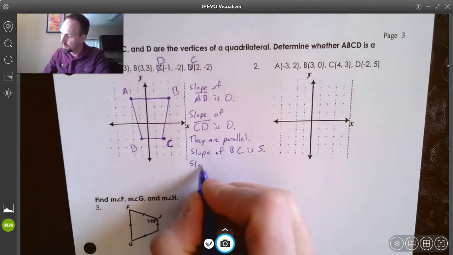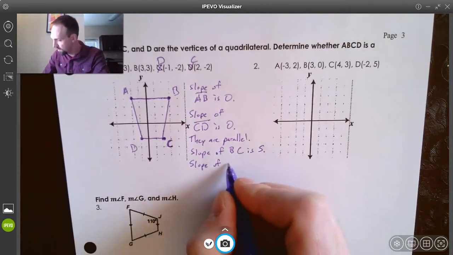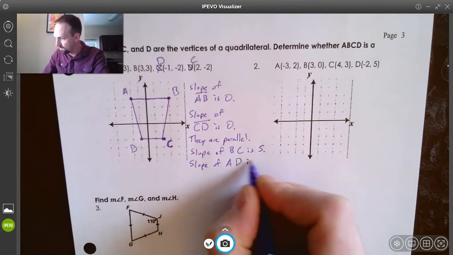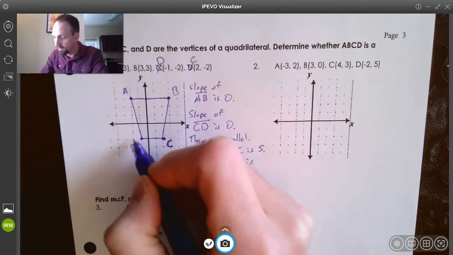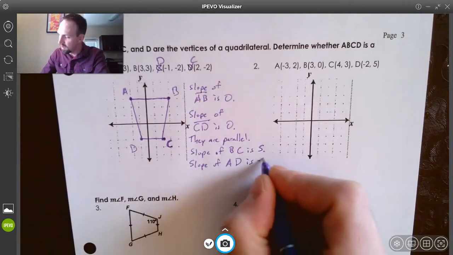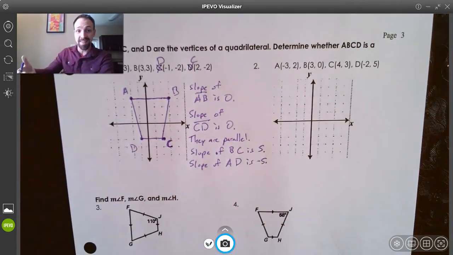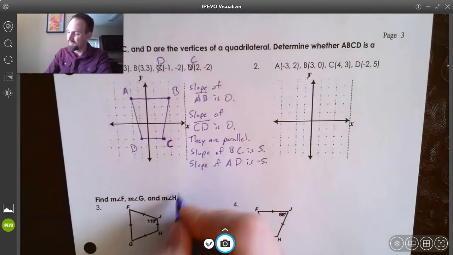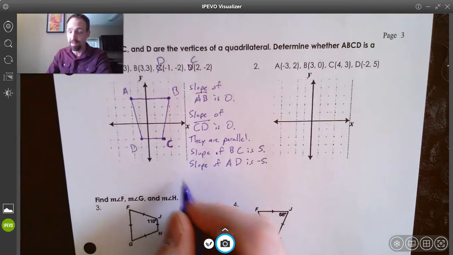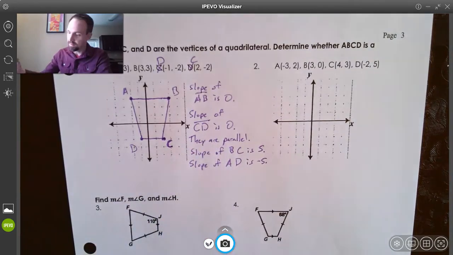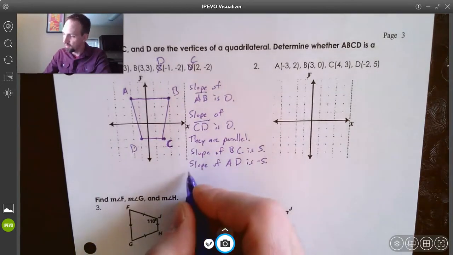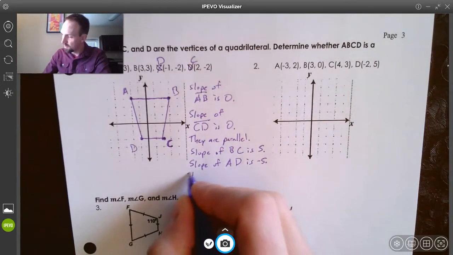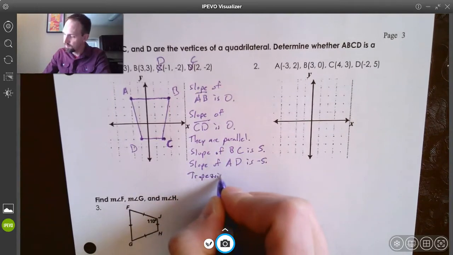And then the slope of, let's call it AD, so this is going down 1, 2, 3, 4, 5, then right one, so this is -5. Those two numbers are not the same. So because those two aren't the same, they are not parallel. So we have exactly one pair of parallel sides. So this is a trapezoid because I have exactly one pair of parallel sides.